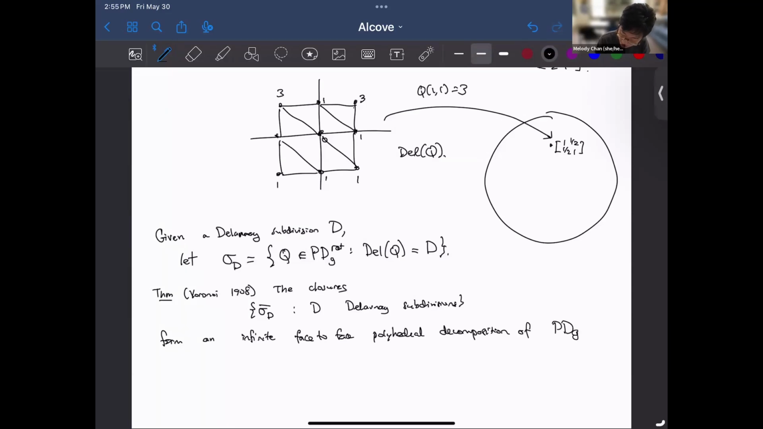of PD_g^rat. And furthermore, GL_g(Z), this arithmetic group, acts by permuting cones, so that this polyhedral decomposition is compatible with the action of GL_g(Z), permuting cones, and crucially for applications, with finitely many orbits.